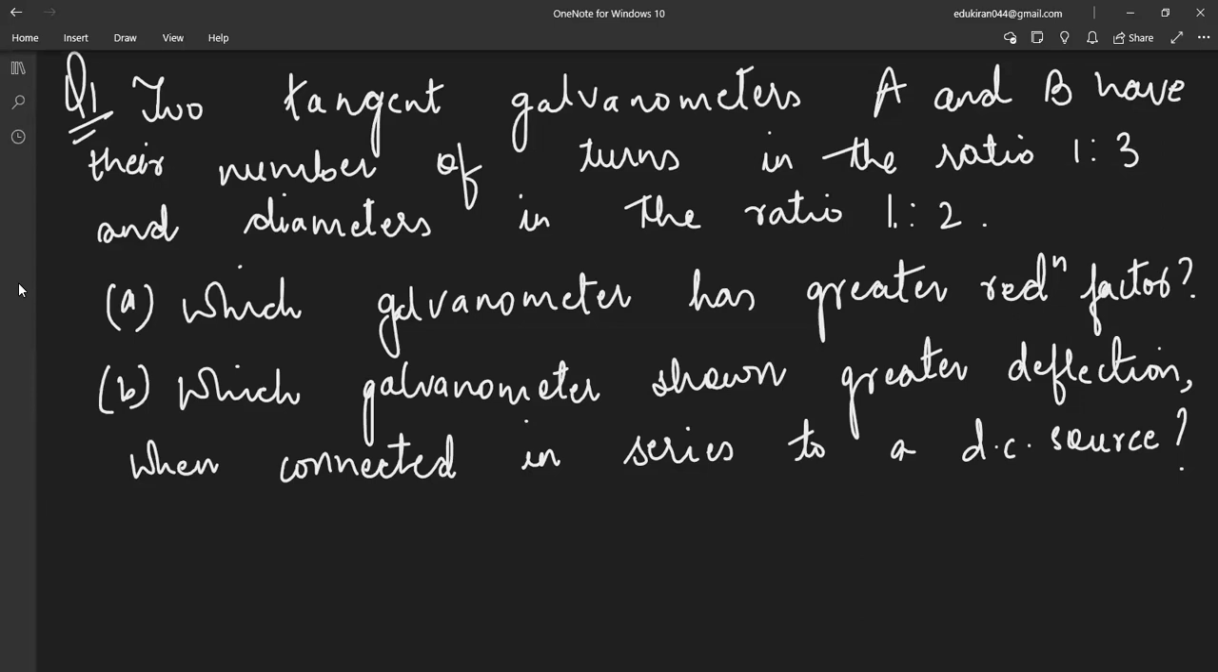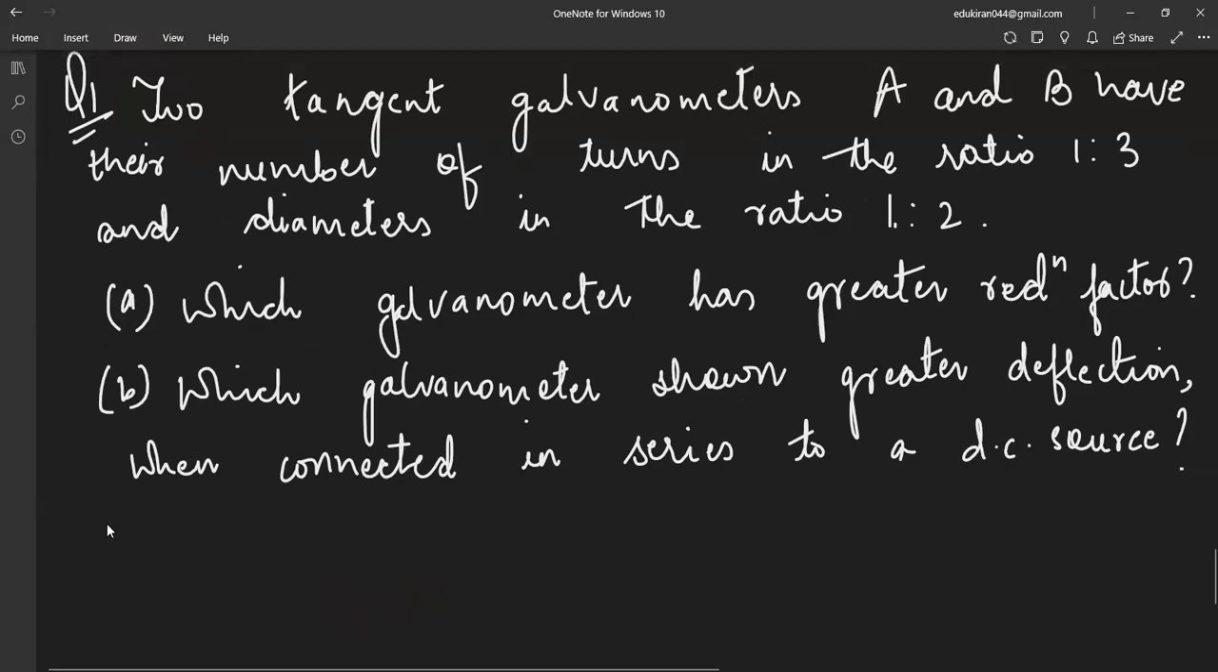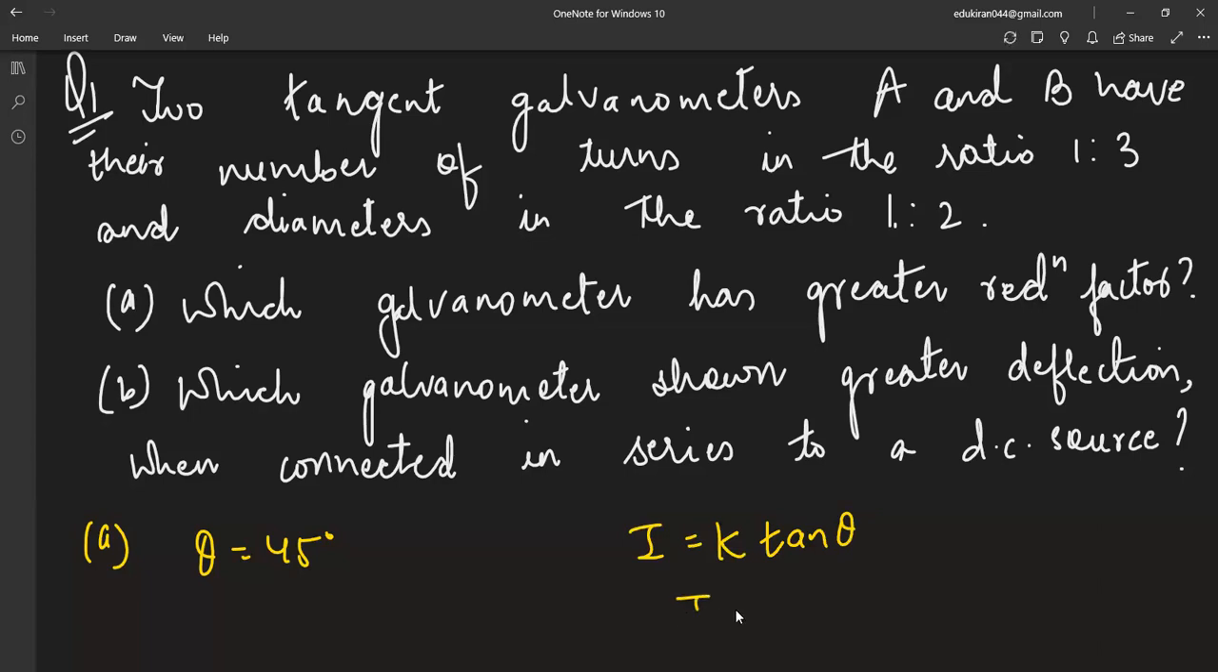The reduction factor of a tangent galvanometer is basically equal to the current it is holding, the current for which theta is 45 degrees. The reduction factor occurs when theta is 45 degrees, that is when the galvanometer is sensitive. So current becomes equal to K tan theta. This is the formula. So current becomes equal to K tan 45 degrees, so current becomes equal to the reduction factor.